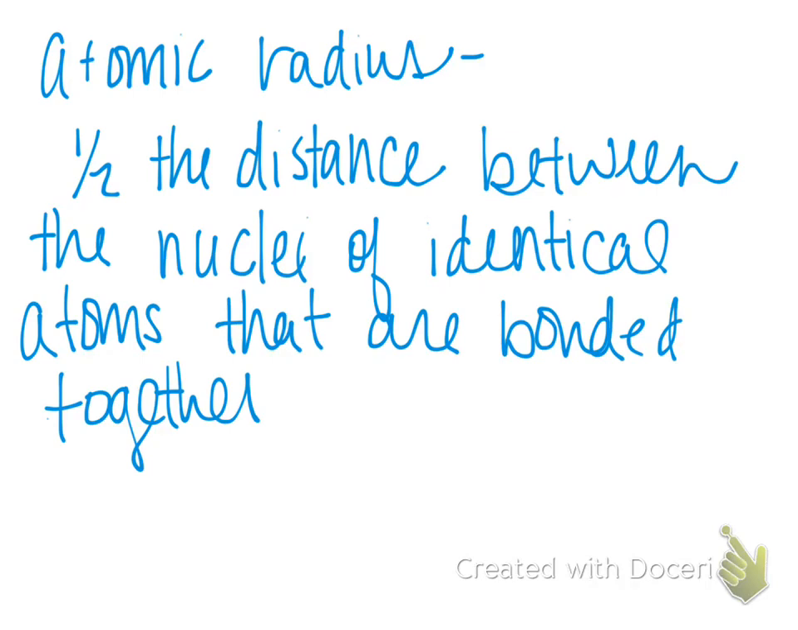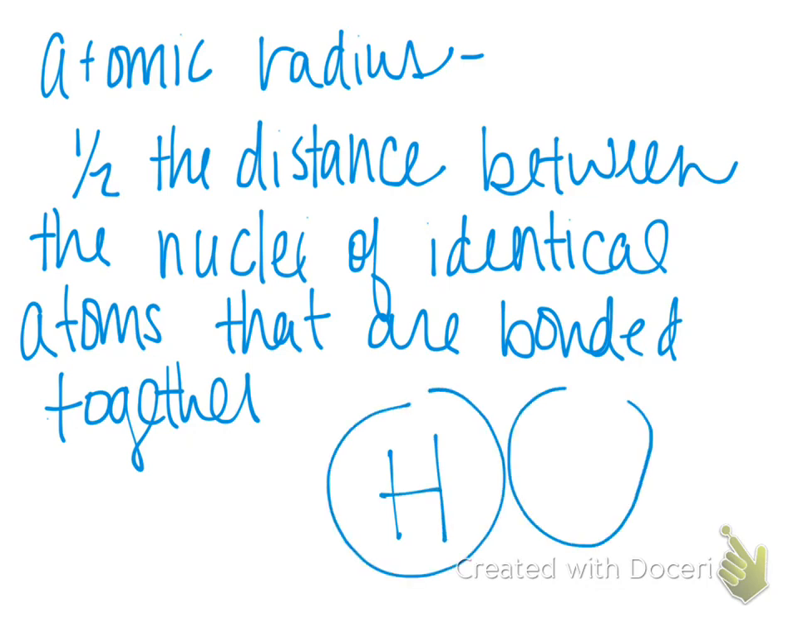Okay, so in a very primitive drawing here, let's say that I have 2 hydrogen atoms. Right, here's another hydrogen atom that's bonded together. That means the distance from nuclei to nuclei would be this distance right here. So that means the atomic radius would be that distance, right? We're half the distance between 2 nuclei that are bonded together.